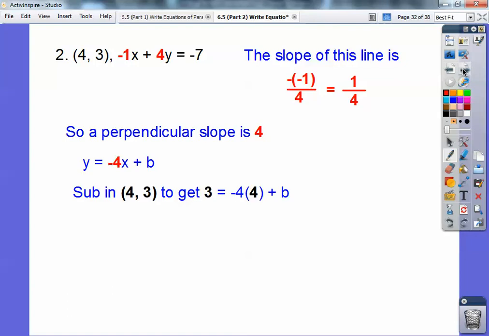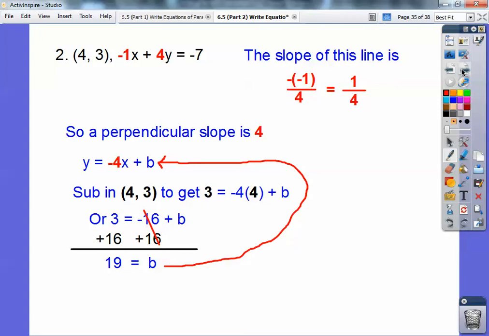Then I'm going to substitute in the point they gave me to get b. Don't forget, this 4 is the x, it goes right here, and this 3 is the y, it goes right here. Negative 4 times 4 is negative 16. I'm going to add 16 to both sides and get 19, and then that 19 goes up in for the b right there. All right, and then we get that as the final answer.